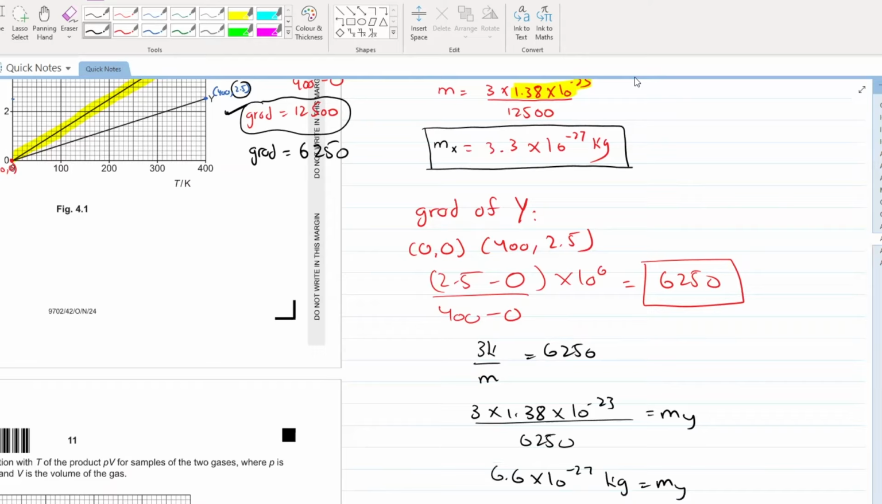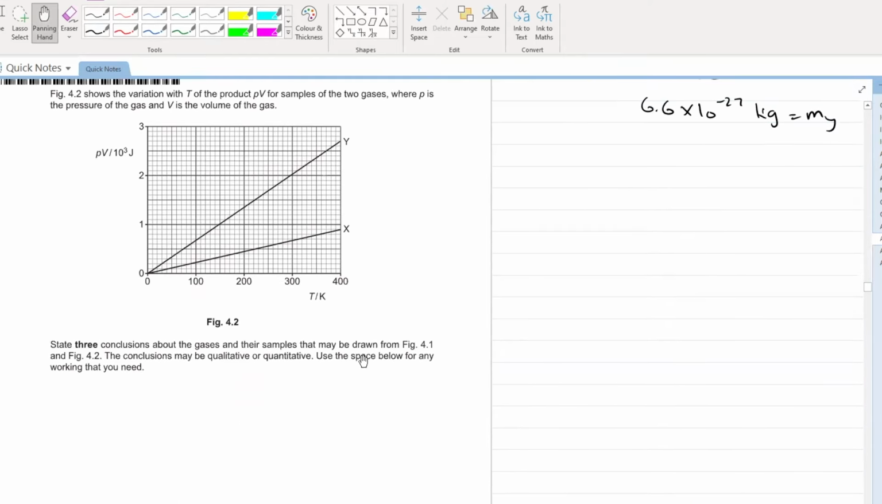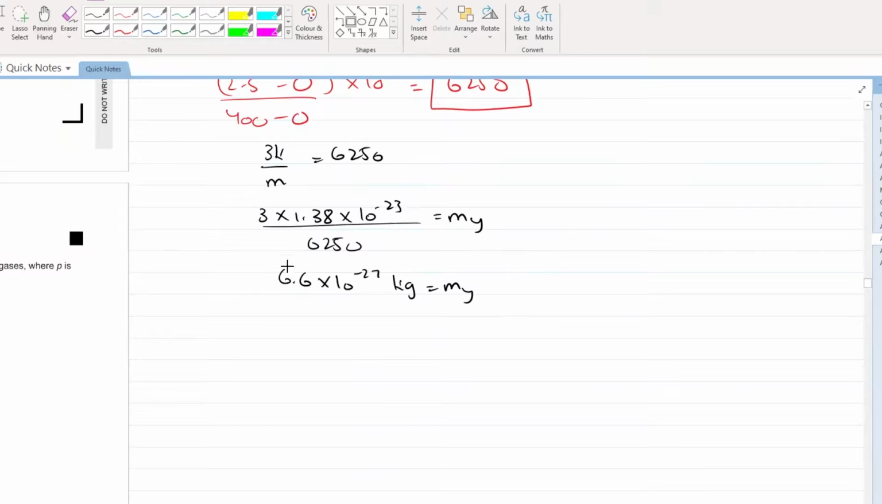Everyone try this calculation out. You will be getting this as your answer, nothing more, nothing less. You can write it: the mass of one molecule of gas Y is equal to what?